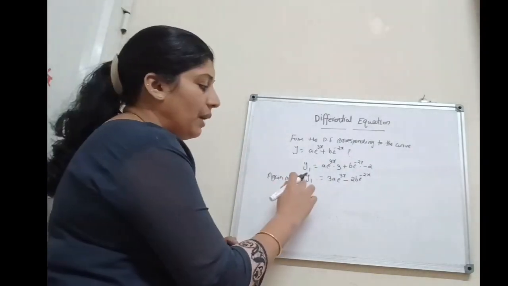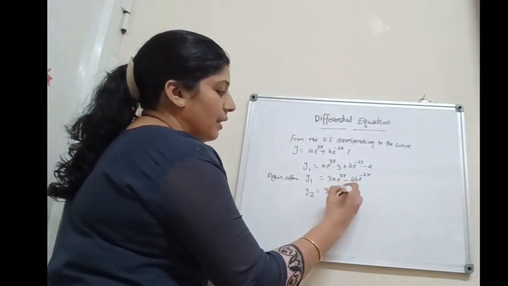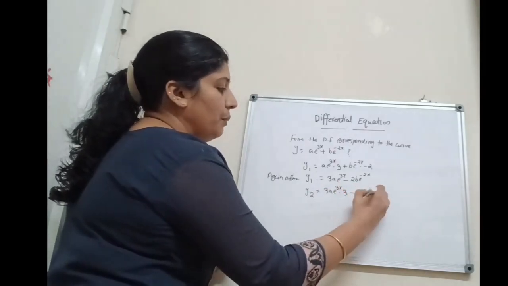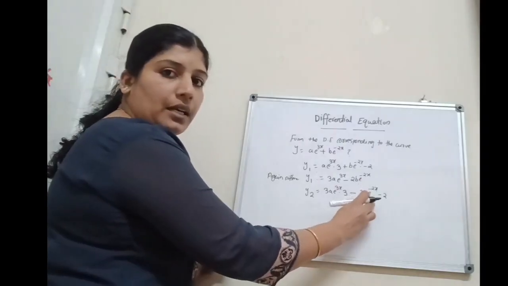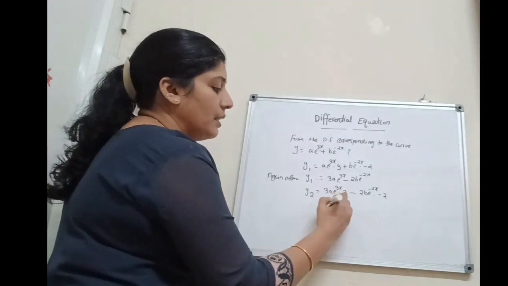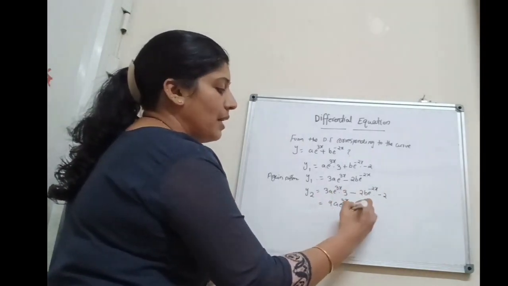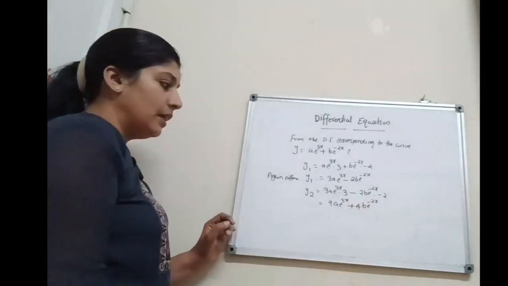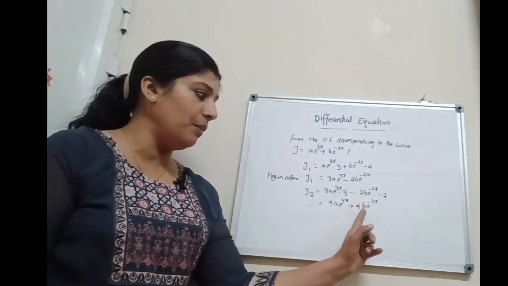Again differentiate. dy dx of y1 is y2 equals 3a e raised to 3x into 3, the derivative of 3x, minus 2b e raised to minus 2x into minus 2. The derivative of e raised to minus 2x is e raised to minus 2x into minus 2. That is equal to 9a e raised to 3x plus 4b e raised to minus 2x. So y2 is also in terms of arbitrary constants. Then we have to eliminate the arbitrary constants.